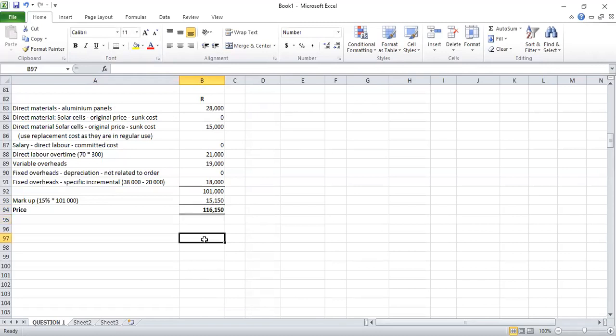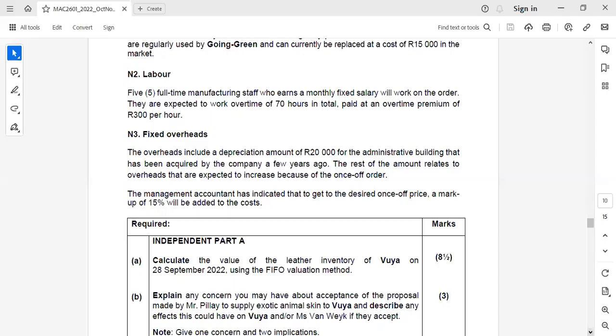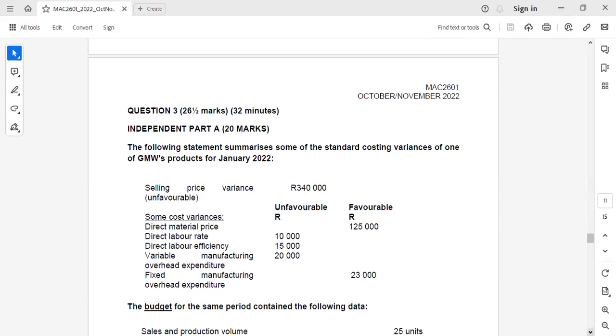Any questions there? Right. So that's our solution there. Right. We now have to move to question 3.